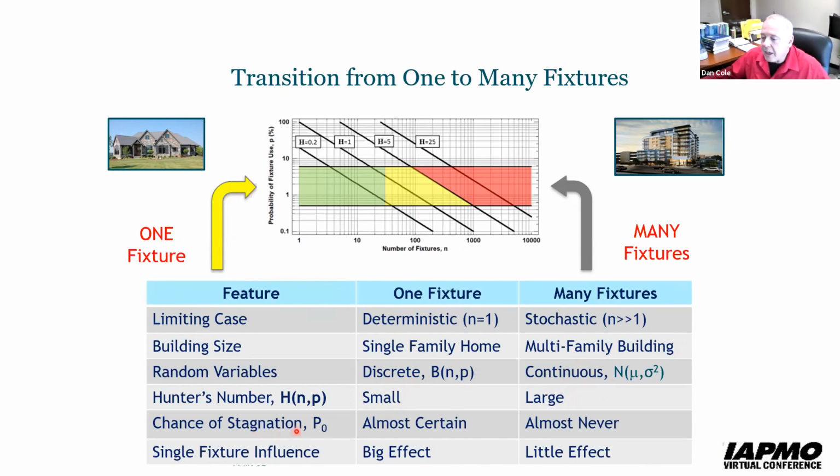Same thing with the stagnation. Almost certain where the number of fixtures are few. In larger buildings, almost never. So a single fixture will have a big influence where the number of fixtures is small, but where you have a large number of fixtures, adding another single fixture will not have any significant influence overall.